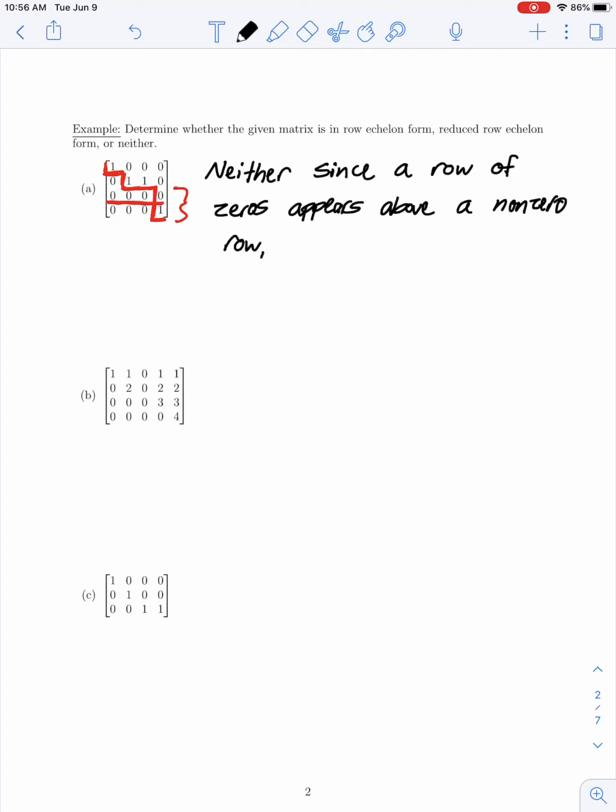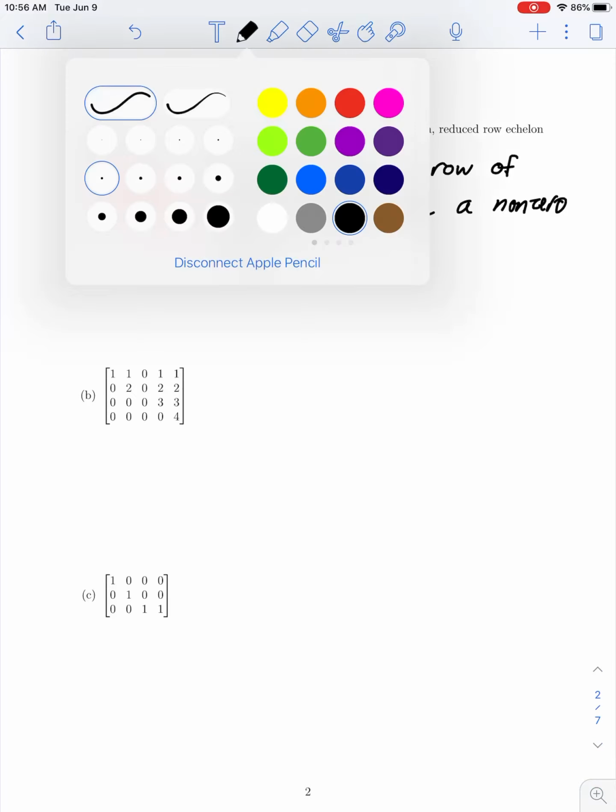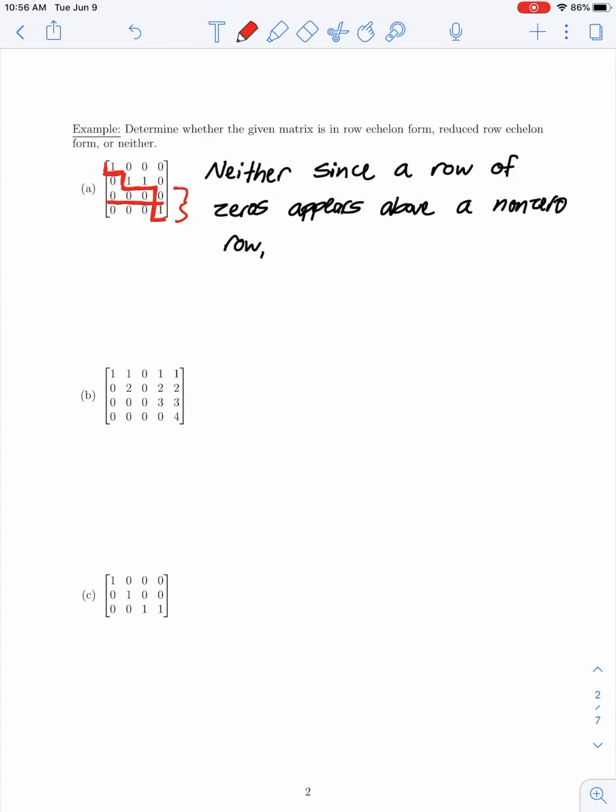All right. So let's look at our next one. In part B, let's look at the leading entries of our matrix. In our first row, we have a leading entry of 1. In our second row, we have a leading entry of 2. Third row, leading entry of 3. In our fourth row, 4.